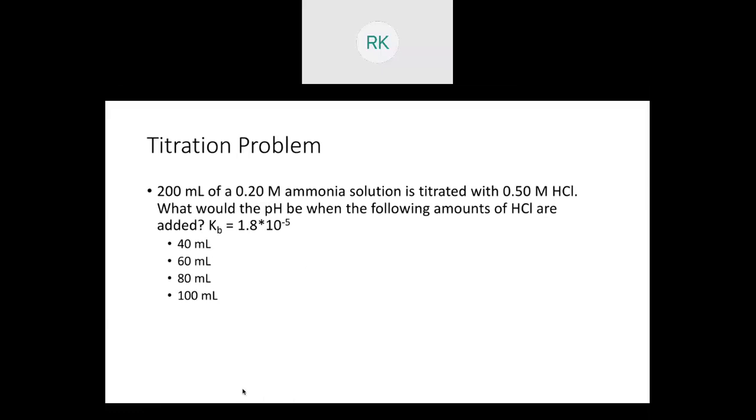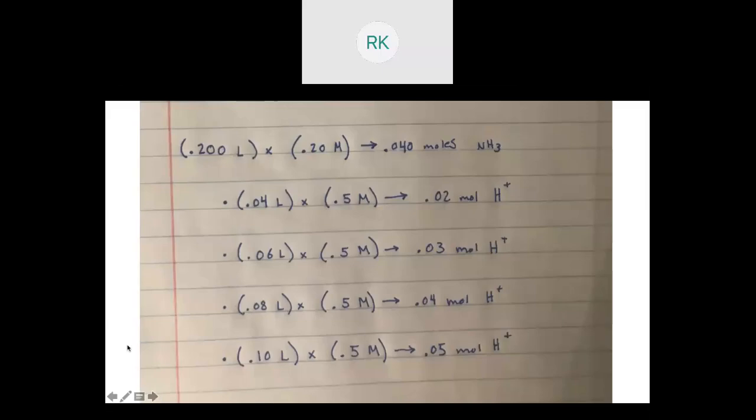Okay, so the first step that I do here, you might remember we split these into three different categories, right? Before the equivalence point, at the equivalence point, and past the equivalence point. And we're going to relate this to our weak species, so we're going to relate these numbers to the number of moles, which we always use when doing titration problems. So we relate to the number of moles of ammonia we have. 200 milliliters or 0.2 liters of 0.2 molar ammonia tells us that we have 0.04 moles of ammonia.